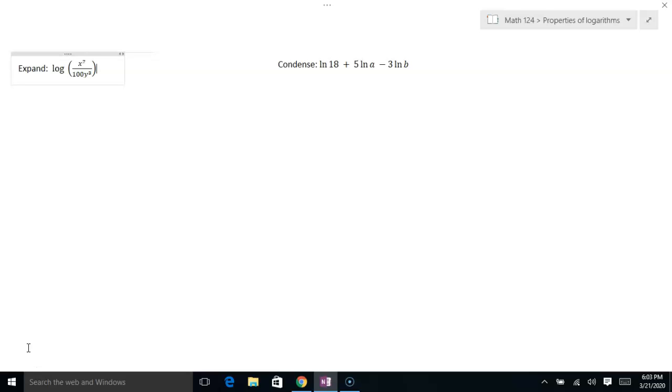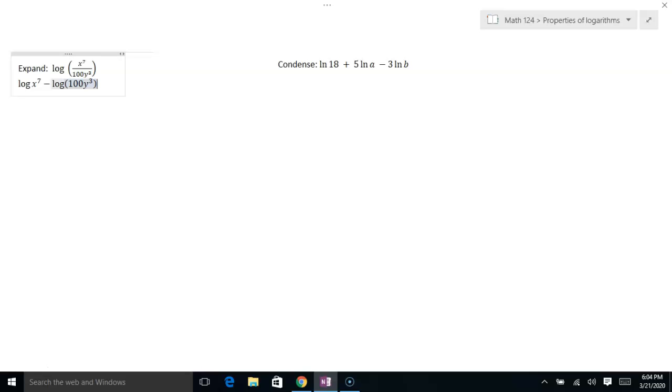First thing I'm going to notice is that there's a quotient there, x to the 7th divided by 100y cubed. So the first thing I'm going to do is use the rule that says I can split up a logarithm of a quotient by taking the log of the top and subtracting the log of the bottom. So that's log of x to the 7th minus log of 100y cubed.